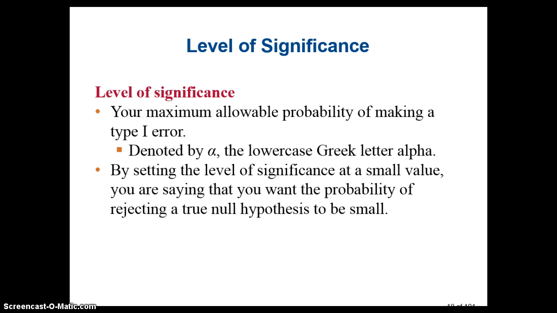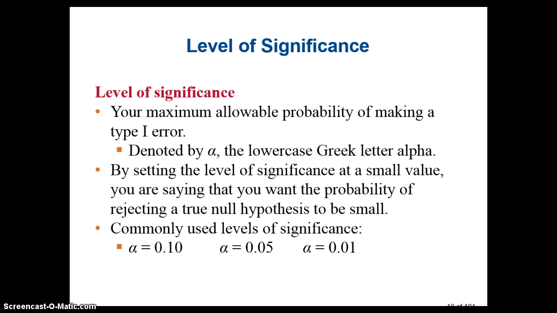And by setting your level of significance at a small value, you are saying that you want the probability of rejecting the true null hypothesis, or HO, to be small. In statistics, we commonly use either 0.1, 0.05, or 0.01. In class, I'll actually be using 0.05 a lot. That's a very common alpha level in hypothesis testing. 0.01 is more so used in the sciences, and especially in biomedical research. 0.1 is probably okay in social science.